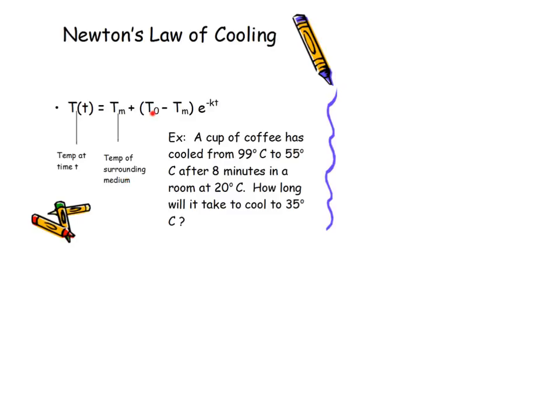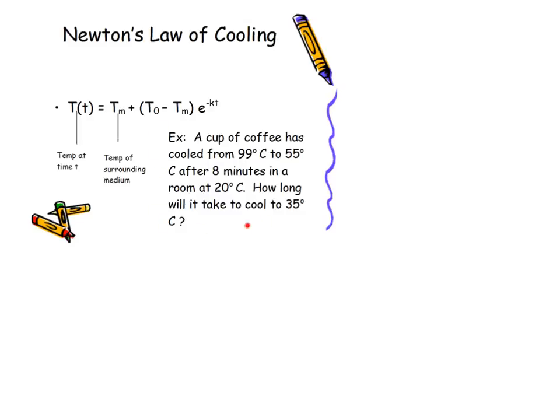T sub O is your initial temperature minus your surrounding medium or your room temperature times E to the negative KT. Well, E is just a number. T is your time that it's cooling. K is a constant that is specific to whatever it is that's cooling. If it's pizza, it has a certain K value. If it's coffee, it has a different K value.